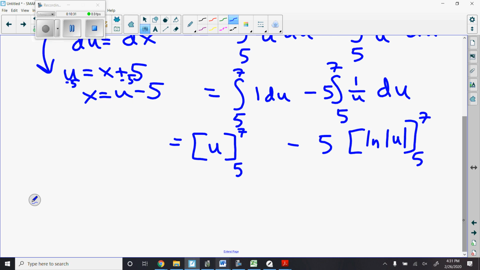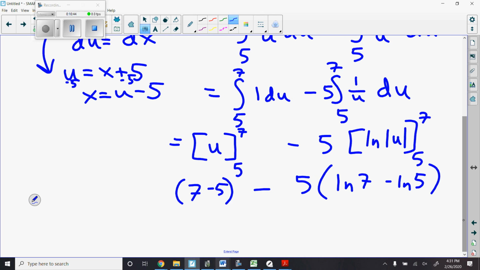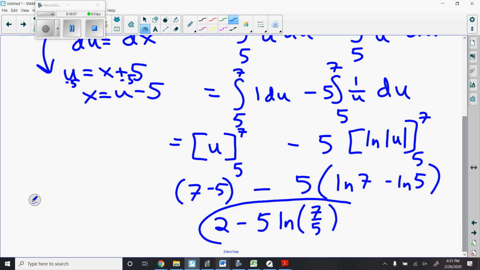Okay. Almost done here, then this would just be 7 minus 5 minus 5 times ln 7 minus ln 5. 7 minus 5 is 2. So it's going to be 2 minus 5 ln 7/5. Kind of a funky, bizarre answer there. But that's how we do a u substitution in that scenario.